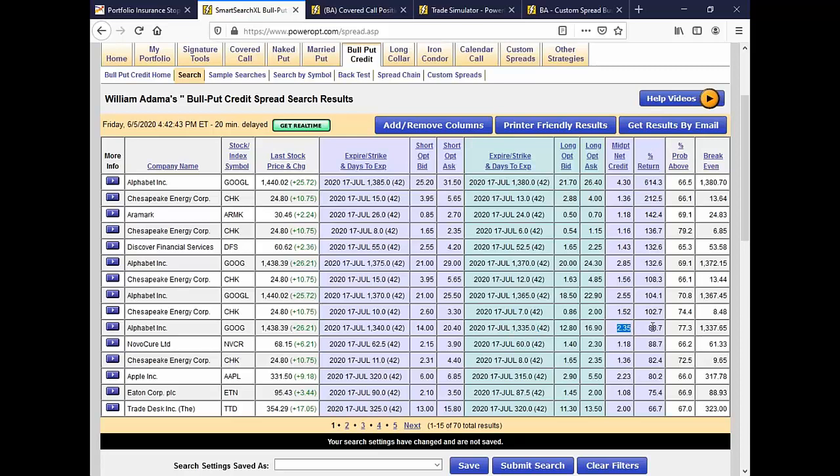Now, this is much higher than you were originally expecting, but you do have 70 total results. So this 235 credit is much greater than a third of the difference in the strike prices of 5 points. Further below, we've got a 2.5 point spread at 118. So that's about 40%. So it's still greater than a third.